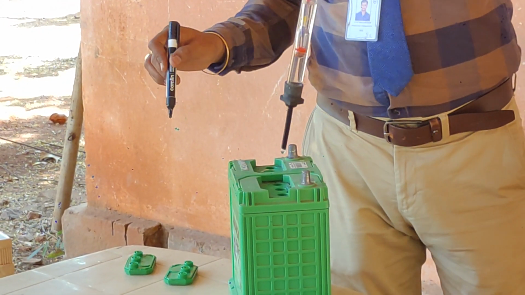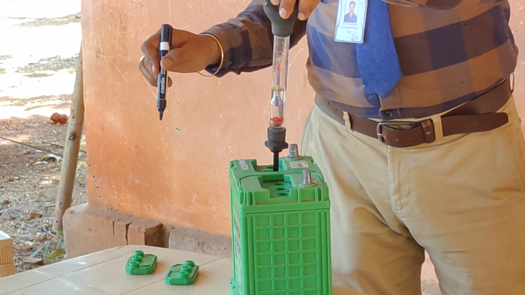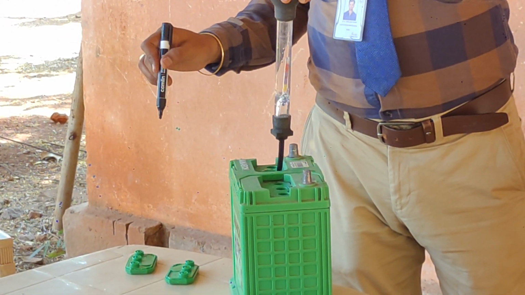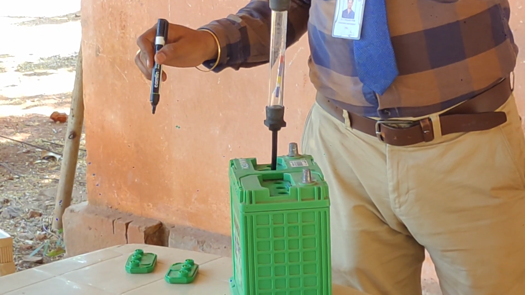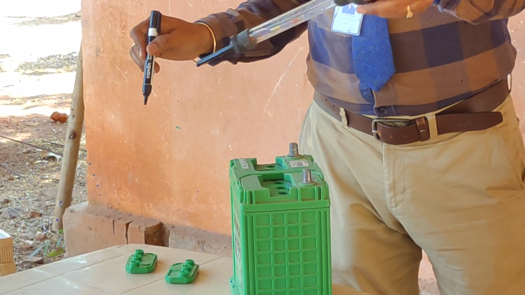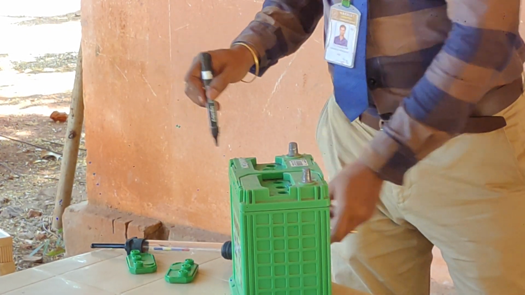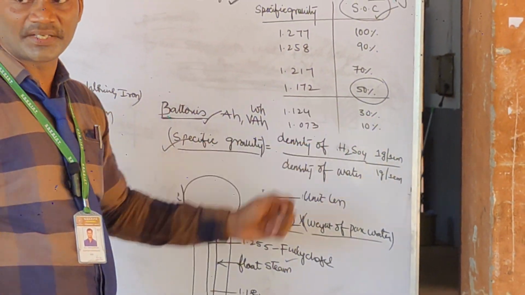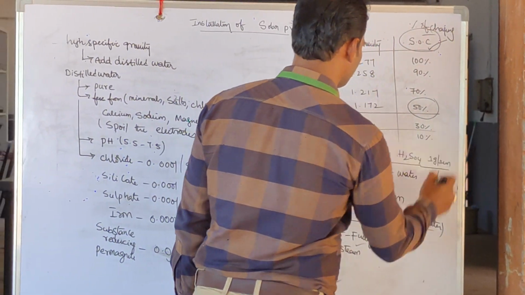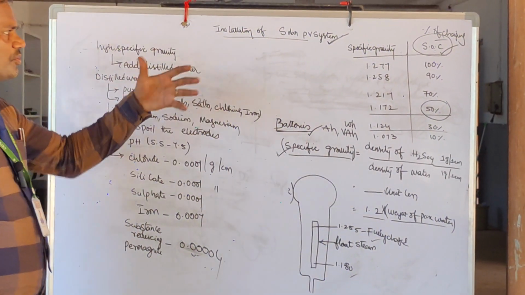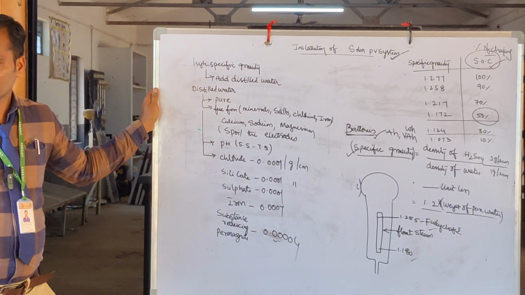That is how we have to fill the distilled water. And you should not touch this with your hand. Why? Because this is made up of H2SO4. So now we identified 50%, and one cell is having 30%. You can see here, that is how to measure the specific gravity of each cell.